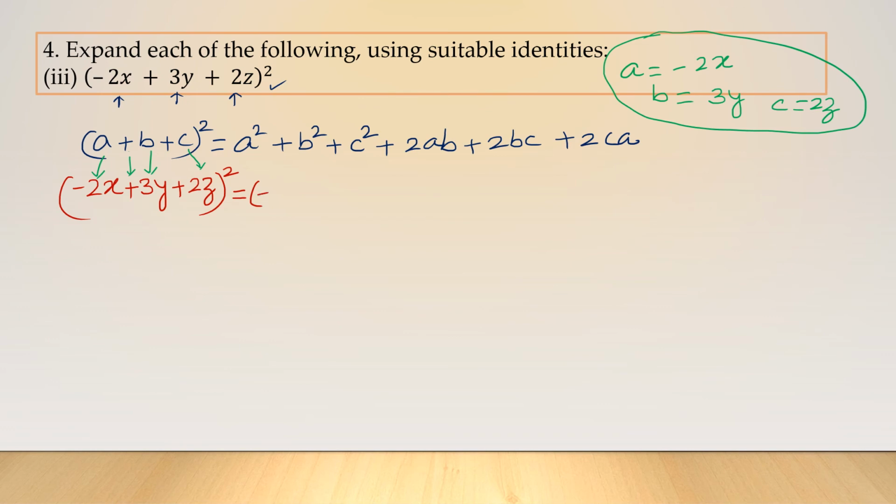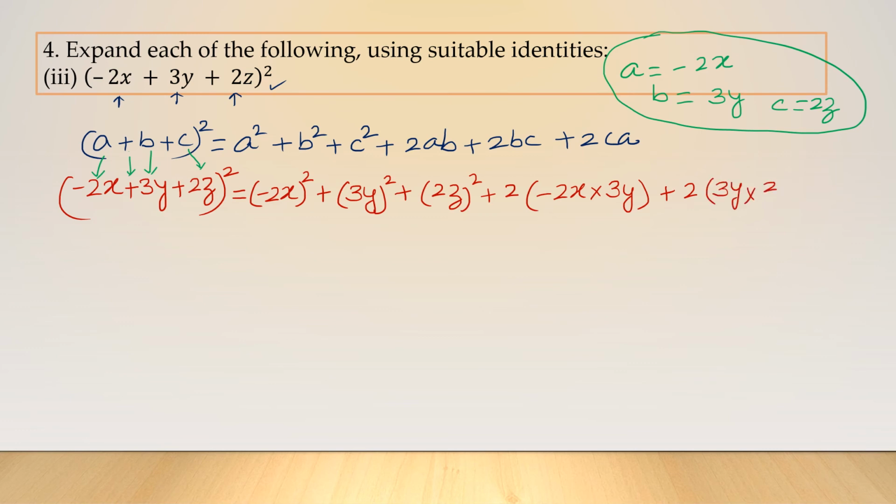So in place of a comes minus 2x, so a square plus b square plus c square plus 2, in place of a comes minus 2x, in place of b 3y, plus 2bc, now in place of b 3y, in place of c 2z, plus 2ca. Now c is 2z and a is minus 2x. So we just have substituted the values. Now let's open the bracket.